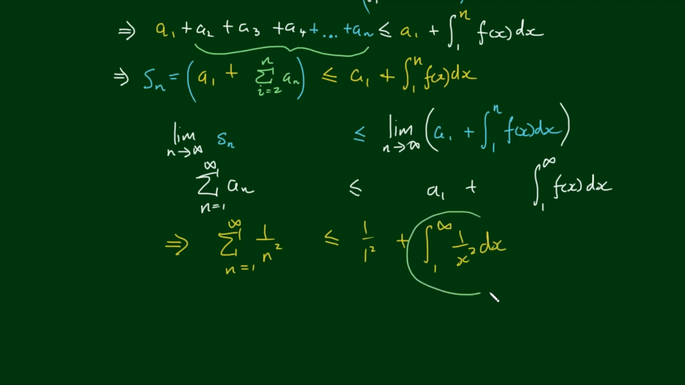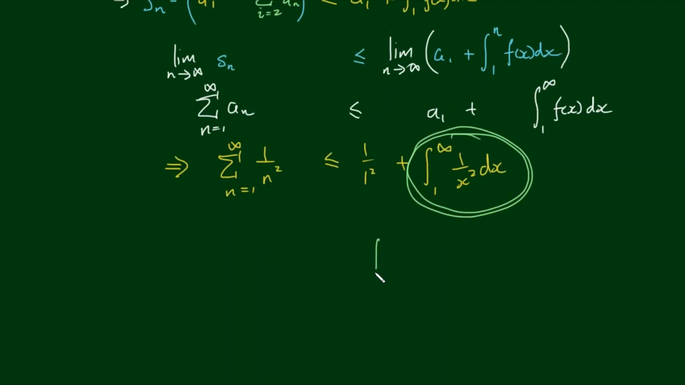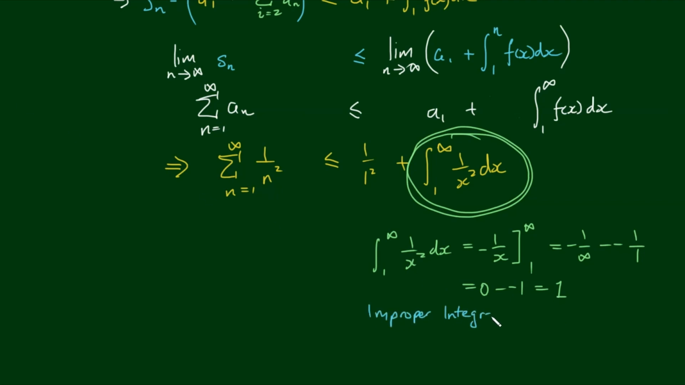So let's see if this improper integral is convergent. The integral from 1 to infinity of 1 on x squared with respect to x is equal to negative 1 on x bounded by infinity and 1, which equals negative 1 on infinity minus negative 1 on 1. So we have 0 minus minus 1, which equals 1. So this improper integral is convergent because it evaluates to 1.